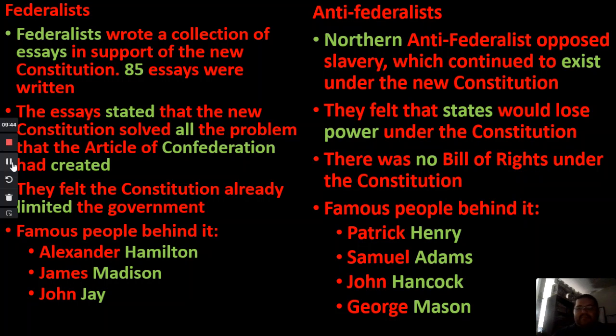So they were not budging. Some of the most famous people who were anti-federalists were Patrick Henry, Samuel Adams. Yes, the guy that's named after the beer, because he was a brewer. Okay, John Hancock, George Mason. These were anti-federalists.